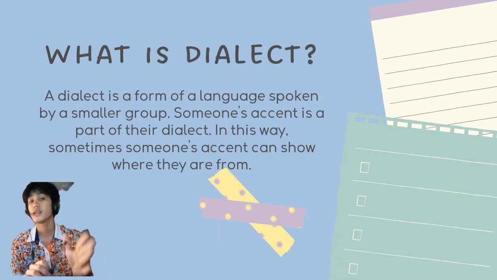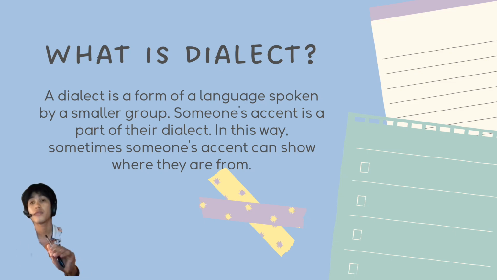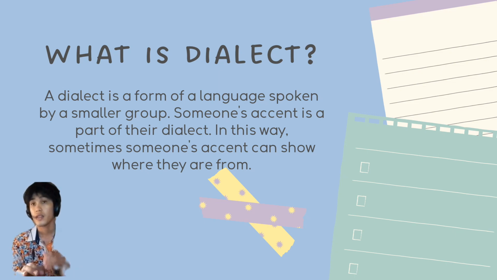What is dialect and what is the difference between language and dialect? A dialect is a form of language. It is a form of language spoken only by a specific group or only in a smaller group. Someone's accent is a part of their dialect. In this way, sometimes someone's accent can show where they are from.